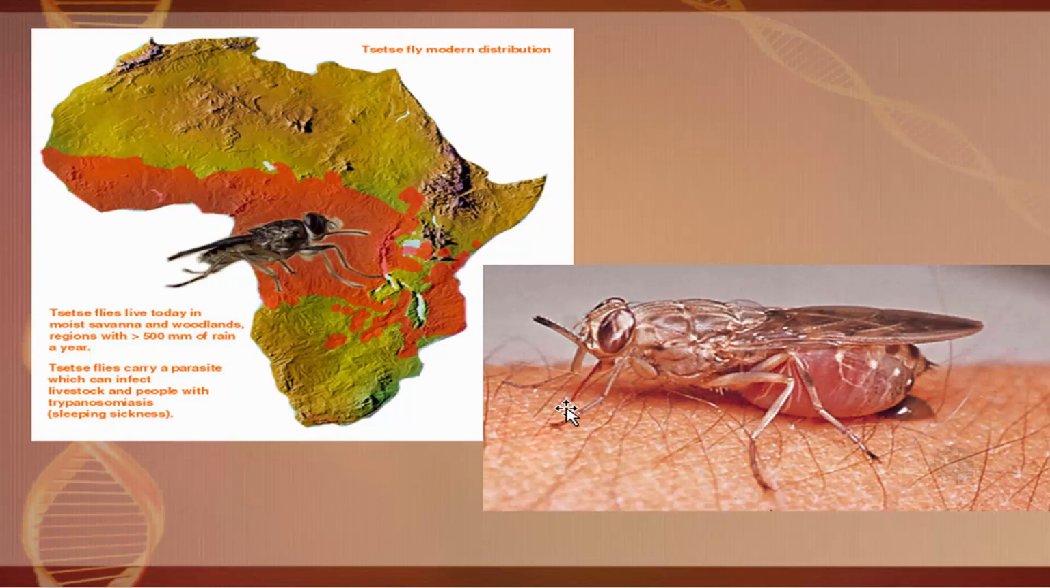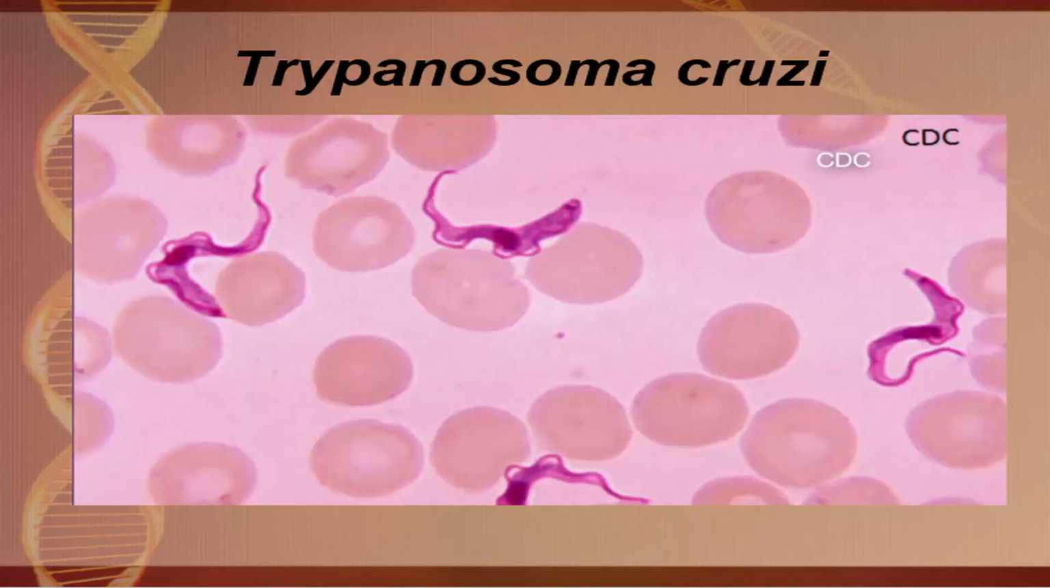Here's a female tsetse fly feeding. You can see her proboscis that's going down and actually tapping into the capillaries in the skin of this human. And they gorge themselves until they're literally defecating blood as fast as they're taking it in, getting ready to breed. They need the energy.